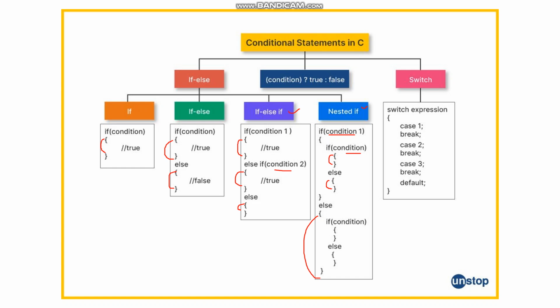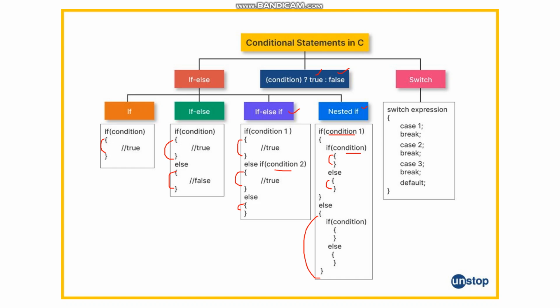Next, the condition here is called the ternary operator or conditional operator. Whenever the condition is true, then this part will be executed. If the condition is false, this part will be executed. Here we have expression 1, expression 2, and expression 3. If expression 1 is true, execute this block. If it is false, then execute the other one.